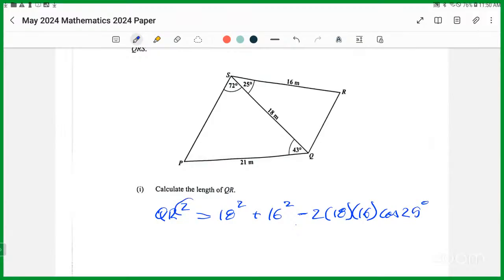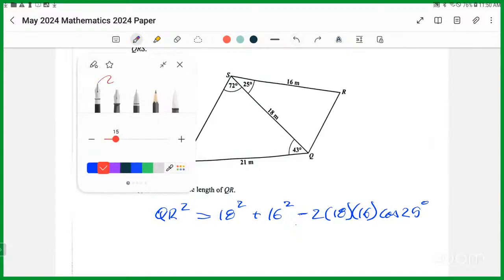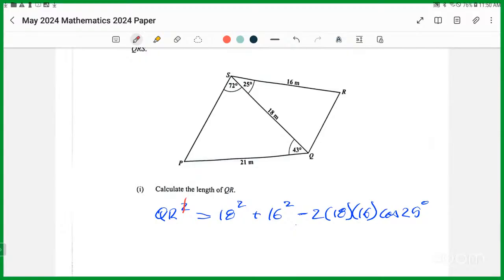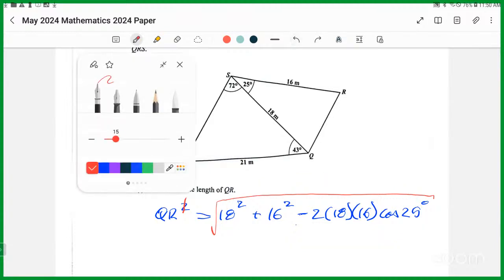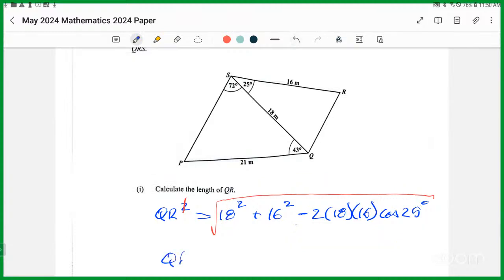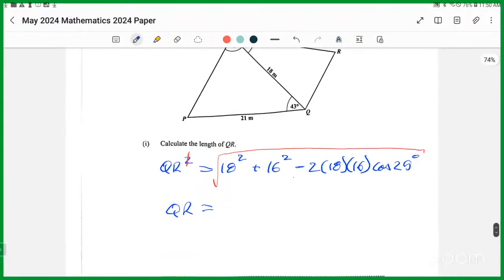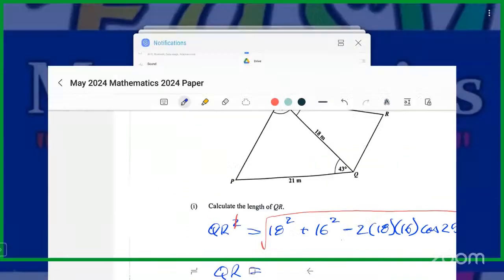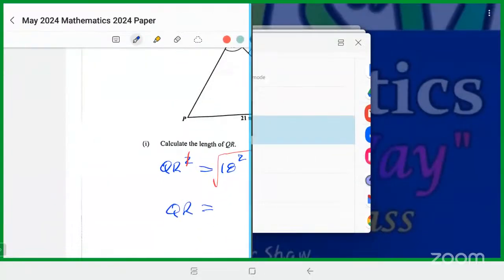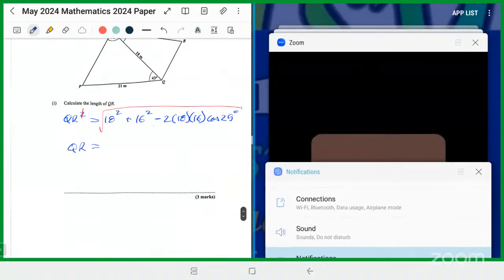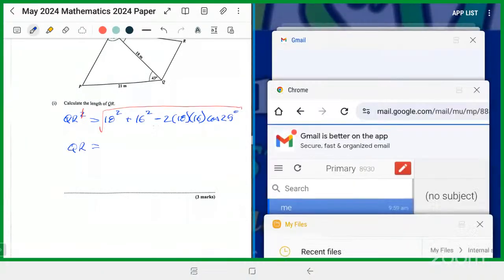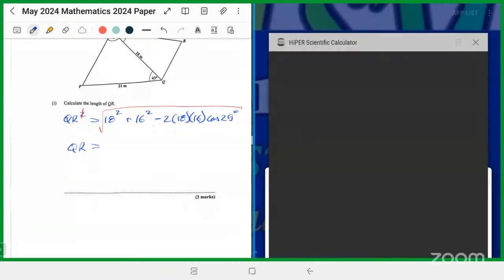Then instead of leaving the square here, to find QR we can square root this side, cancelling that square, and put everything in the calculator to get the length of QR. Let me see if I can bring up the calculator to do it. Let's see if the calculator is here. Here it is.